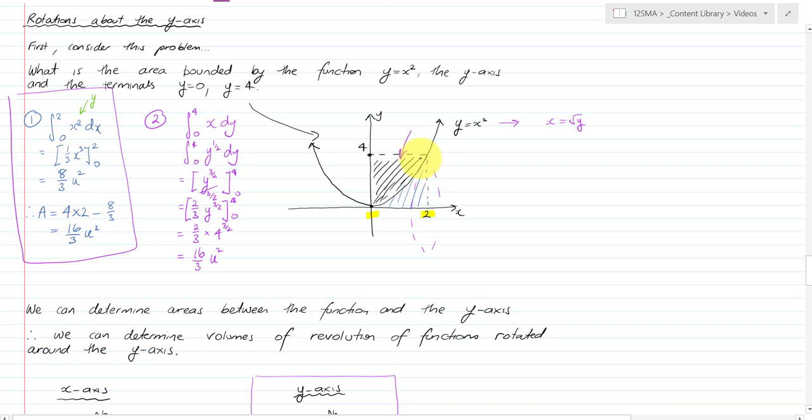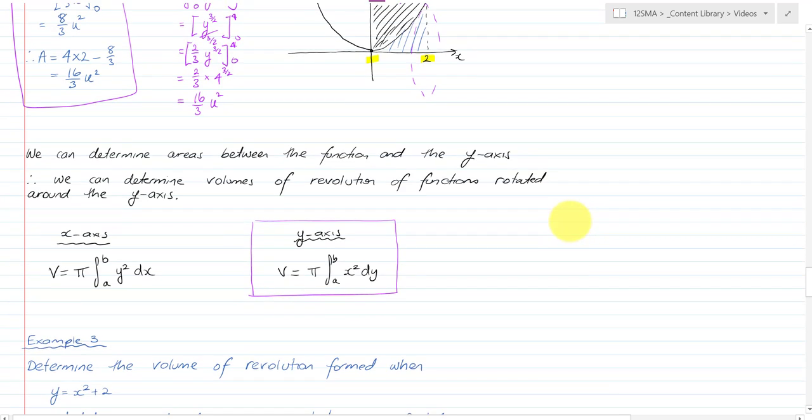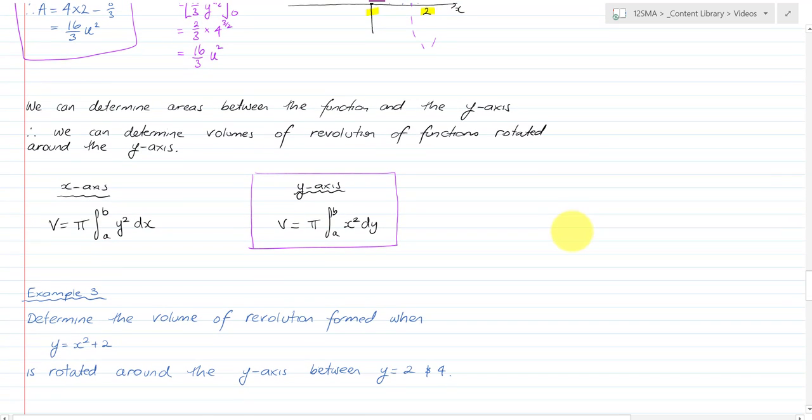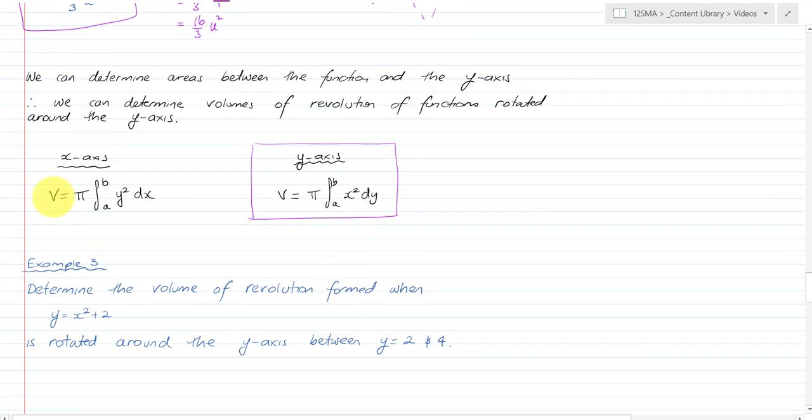So we can determine areas between the functions and the y-axis, and we can determine volumes of revolution of functions rotated around the y-axis. For the x-axis, the volume was pi times the integral between b and a of y squared dx, and then we just work out what y was, substitute it in terms of x, and square it. The y-axis is exactly the same, except we have x squared dy. And that makes sense, doesn't it? So let's have a look at some examples.